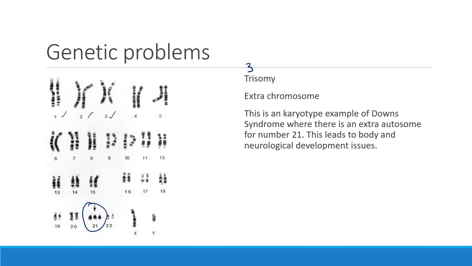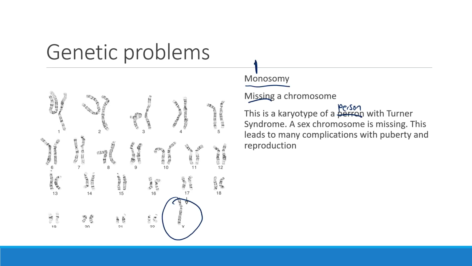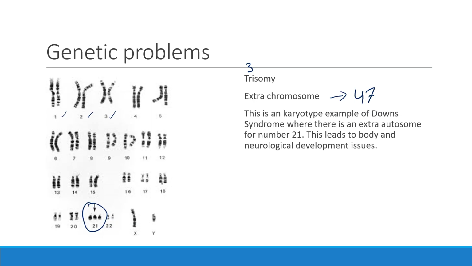instead of having 2. So that means this person actually has 47 chromosomes instead of 46. The other person would have 45 instead of 46. So this karyotype is an example of someone with Down syndrome. A lot of you have probably heard of Down syndrome, where there is an extra autosome. I've used the word autosome here because that's what it is. It's a regular chromosome, not a sex chromosome.